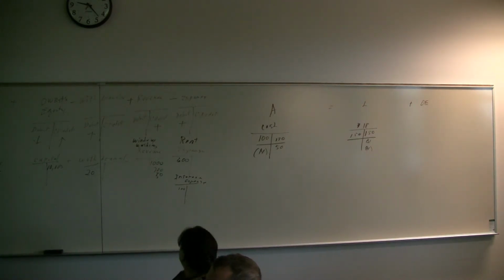Owner's equity? Whatever side, under withdrawal. So if it's an asset, it'll always be a debit. The liability will always be a credit.